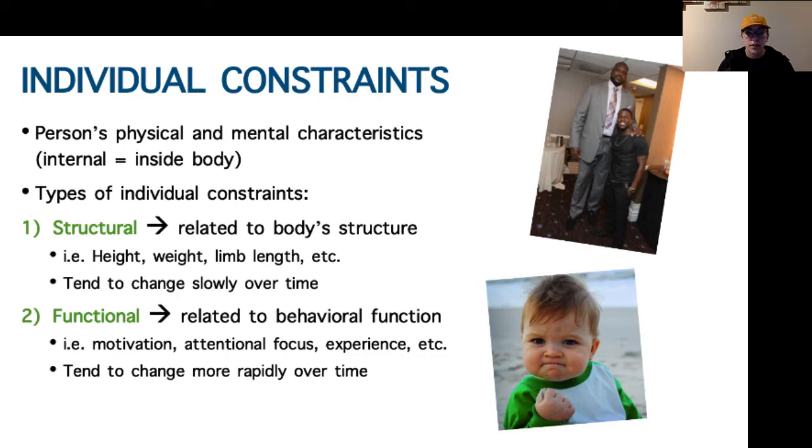Okay, so I put this little determined baby as an example of motivation. But individual constraints are internal, related to the individual. They can be structural, which is related to their body, or their vehicle that they're working with, or they could be functional, which is more of the mental characteristics.